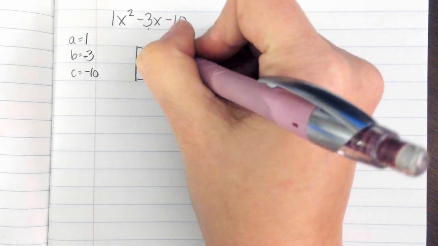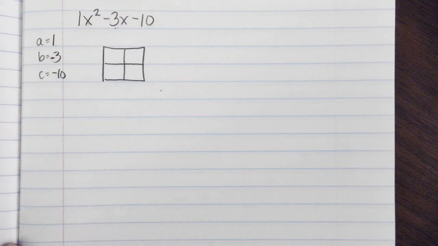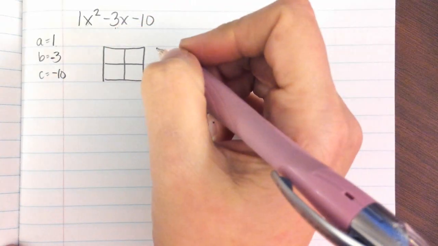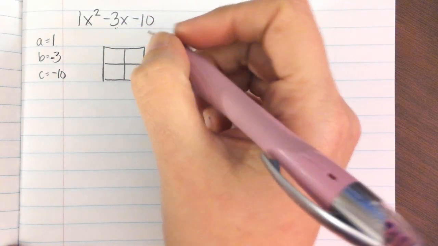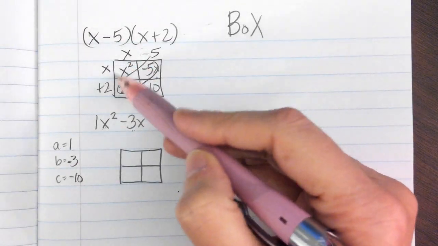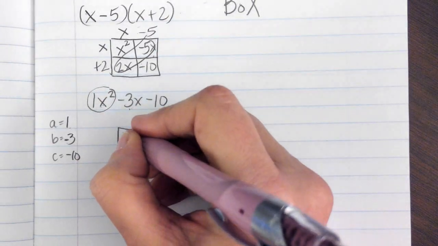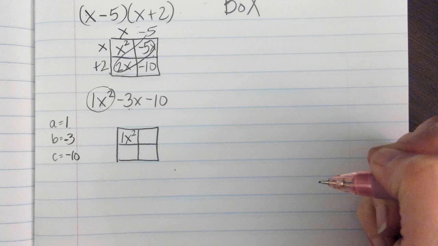Okay? Now I call this the Box with a big X, because we're going to use a little x over here to help us out. Okay? So, first thing I do is I put the squared variable, because remember, in this problem up here, the squared variable is always in the top left corner. So I'm going to put the squared variable in the top corner of the box.